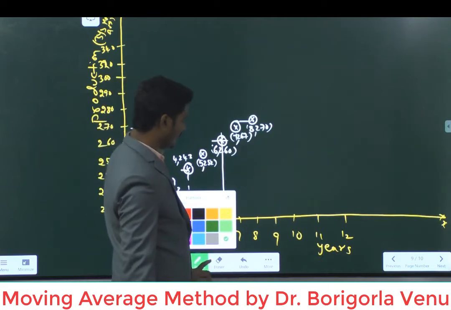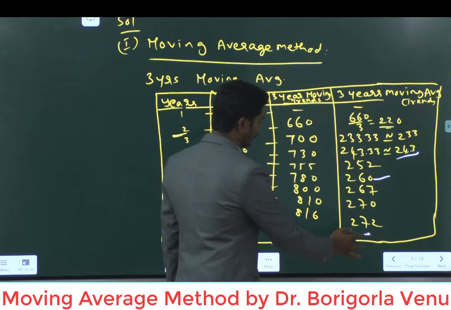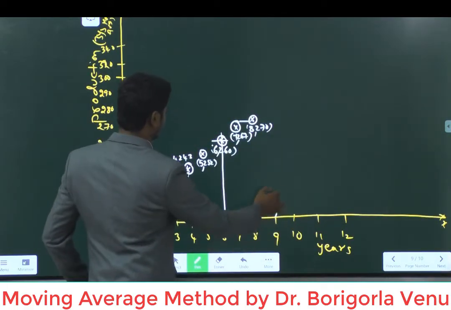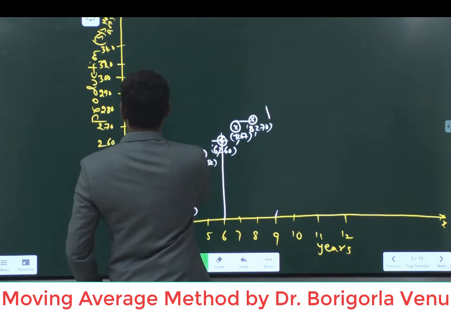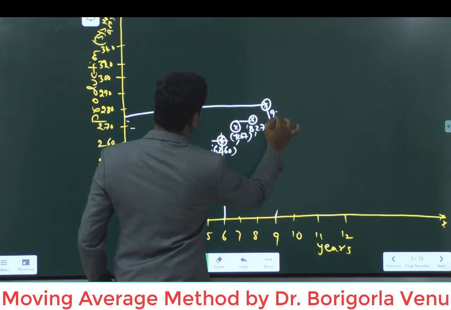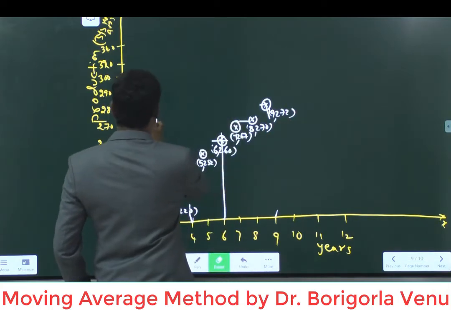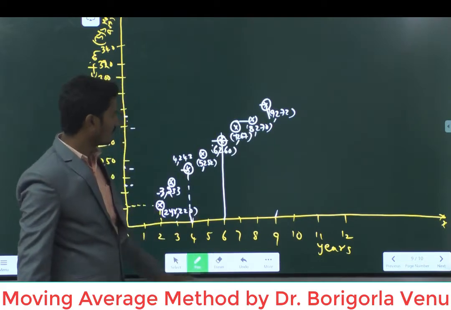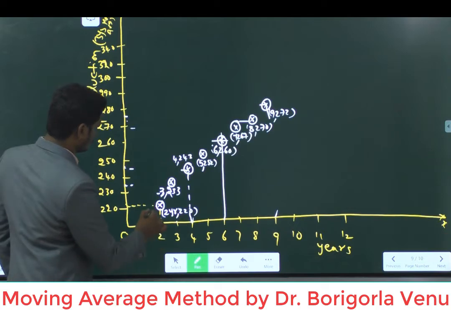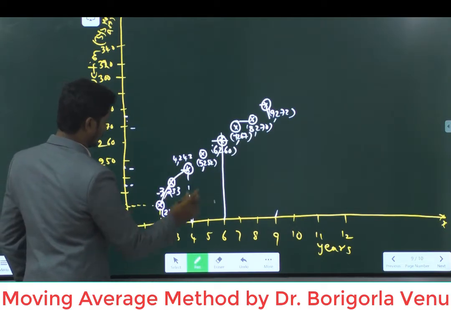Coming to the ninth year, the ninth year value is 272 and there is no value for the 10th year. So we are simply taking 9, 272 here. And now we are going to join all these points and draw the trend line, the trend curve for this. I am going to start the trend curve from here to here.